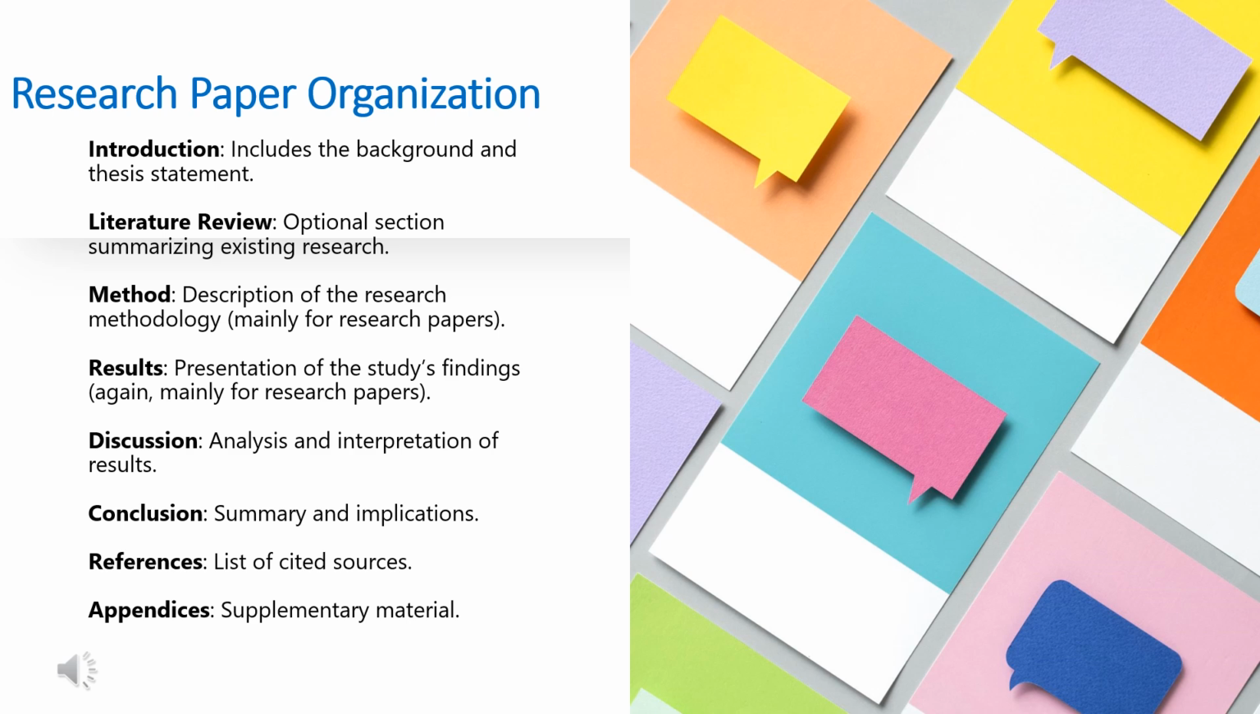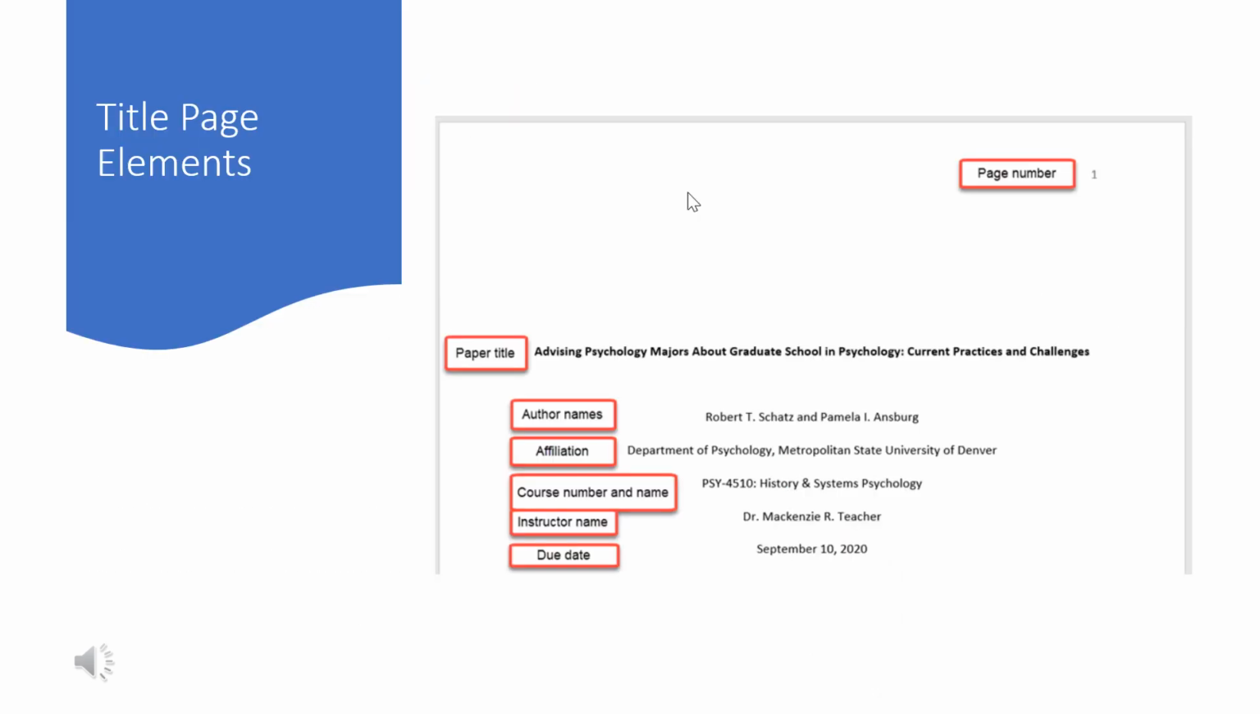A discussion. This is an analysis and interpretation of the results. And a conclusion, which is a summary and implications for additional research. Lastly, references, where you list your cited sources. Additionally, you may have appendices listing supplementary material if needed. The following slides and graphics come from the APA Style Manual 7th edition.